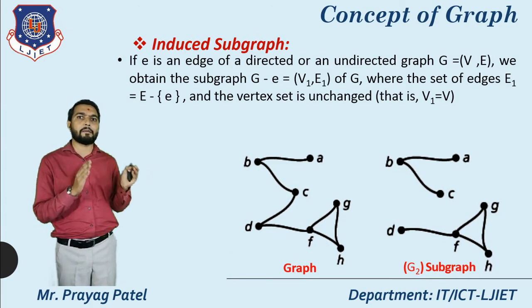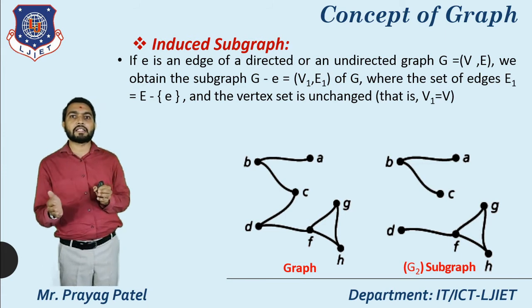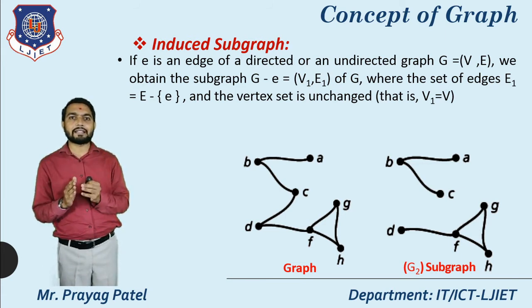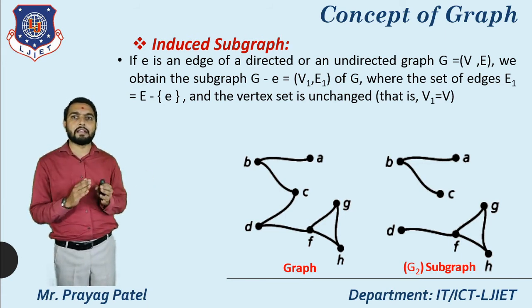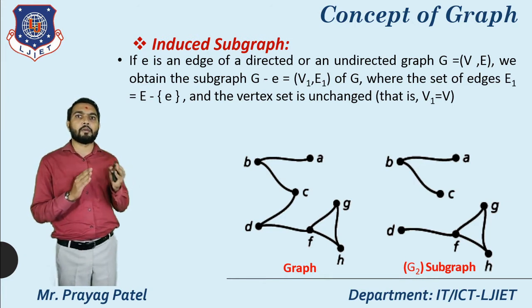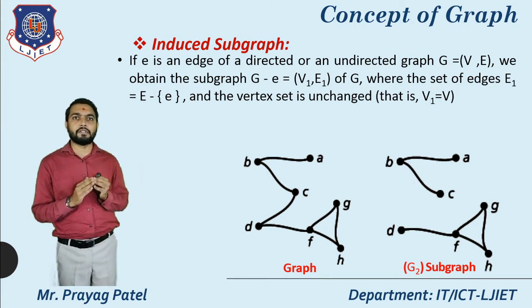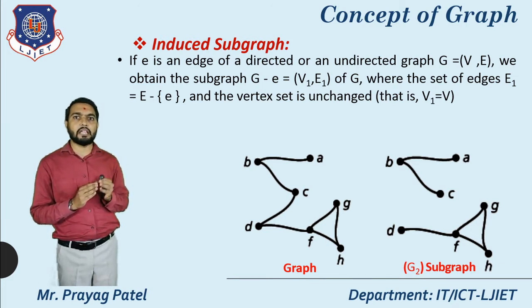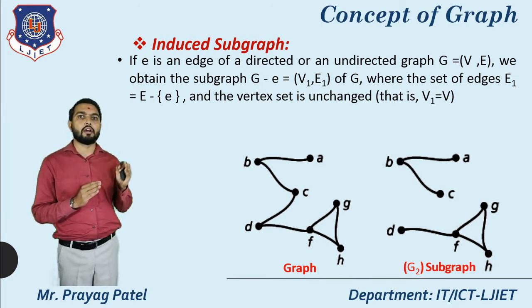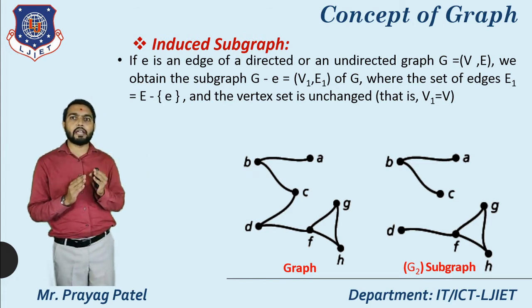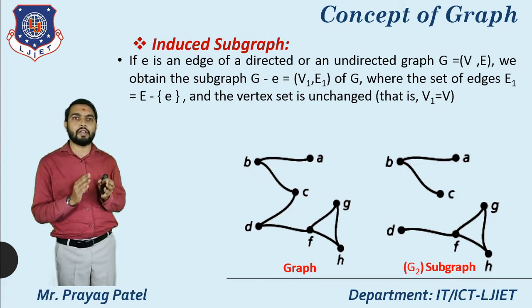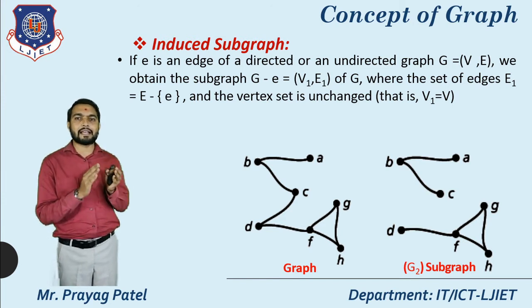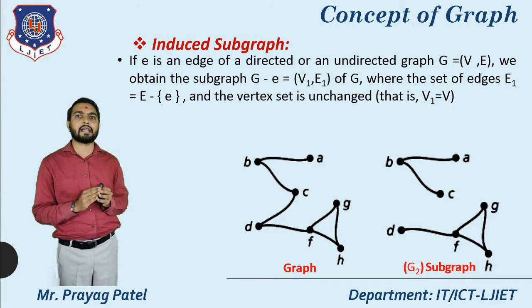But this induced subgraph is by edge. In the previous case we induced by vertices. Here we induce by edge. If e is an edge of the directed or undirected graph G equal to (V, E), we obtain the subgraph G minus e equal to (V1, E1) for graph G, where the set of edges is E1 equal to E minus e. So here we subtract the one edge, a small e. The vertex set is unchanged, meaning V1 equal to V as it is.